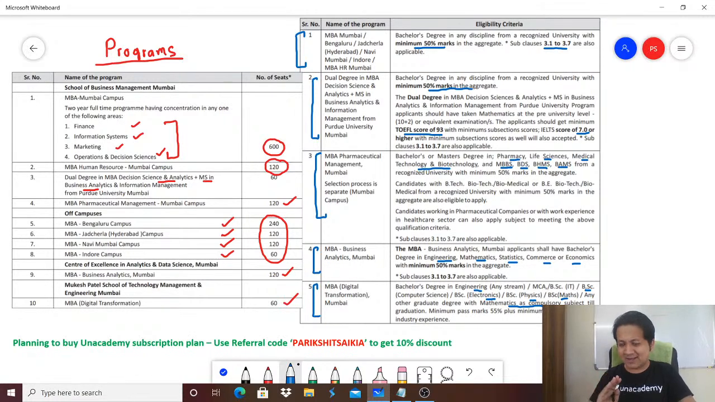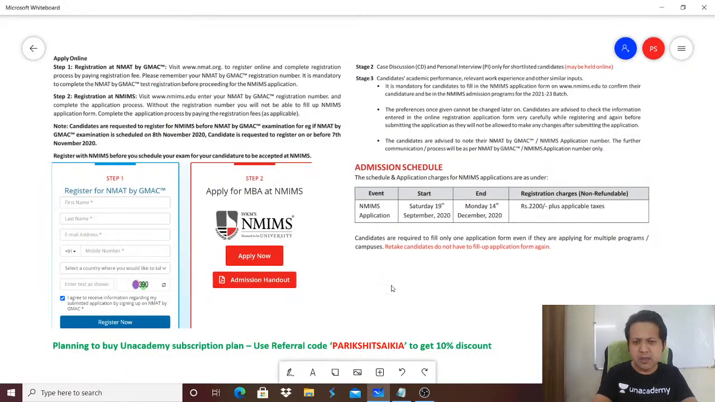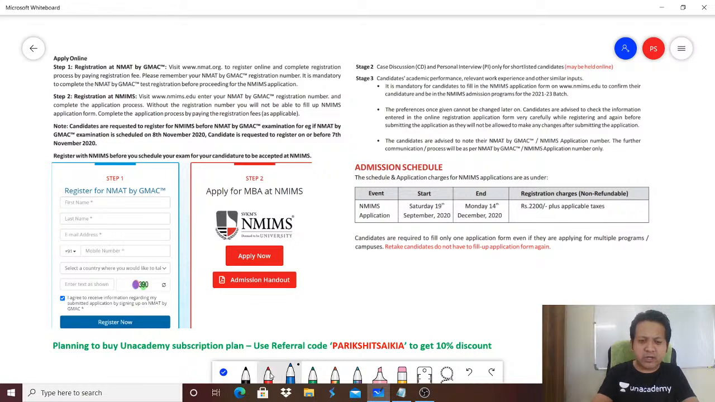So I think we are clear with the different programs and options available when you apply for the NMAT exam to pursue an MBA in NMIMS. The next thing is the entire application process. Now let's look at the entire application process. What you see on your screen on the left is the first step. I will say this is stage 1, and there is a very important observation here.